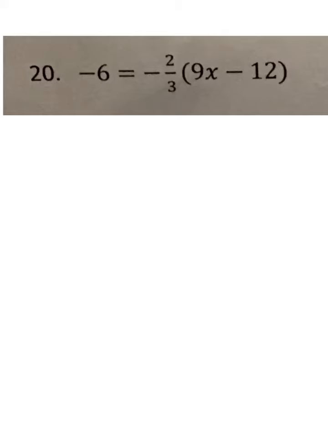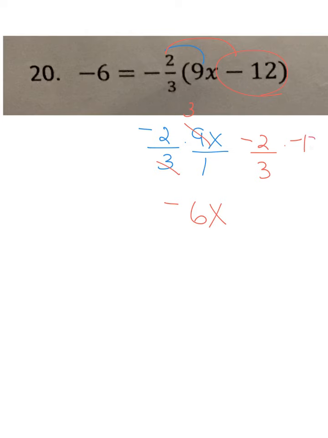All right, last one, number 20. Distributive property. Negative 2/3 times 9x, and put it over 1. 3 goes into 9 3 times. Negative 2 times 3 is negative 6x. Negative 2/3 times a negative 12. Don't forget that negative. 3 goes into 12 4 times. Negative 2 times negative 4 is positive 8. And then equals negative 6.